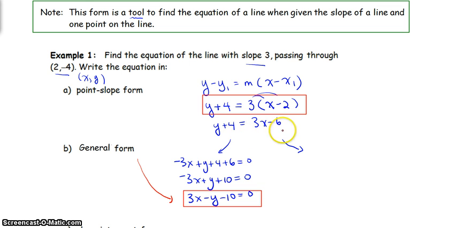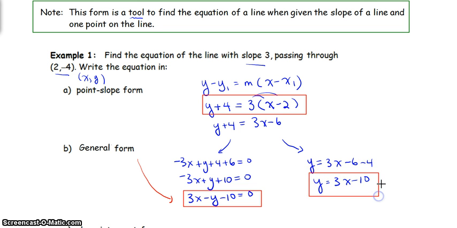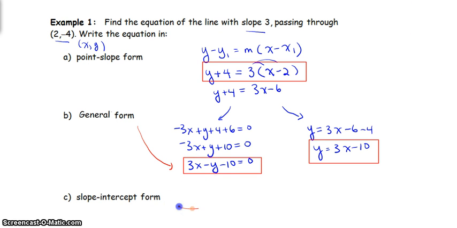Or if I wanted my answer in slope-intercept form, from there I would have just isolated y. And I would have moved everything over to the left side of the equation, or the right side of the equation, collected like terms, and now I have slope-intercept form. So let's practice a few other types of examples in which we're using point-slope form.